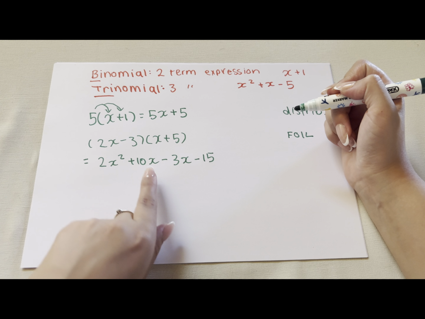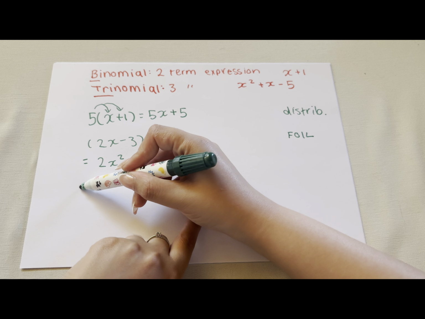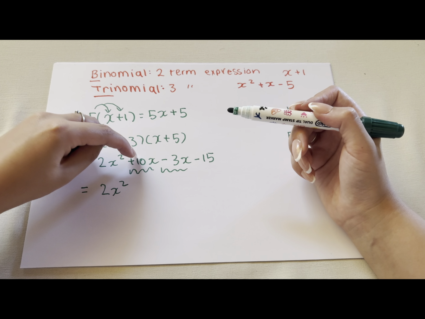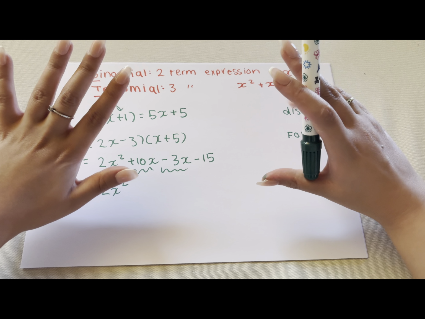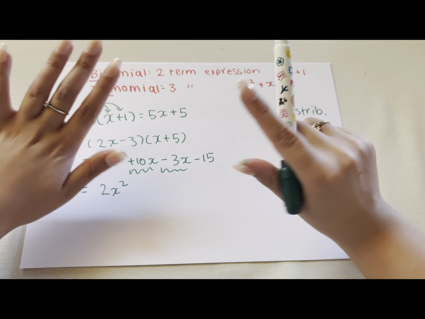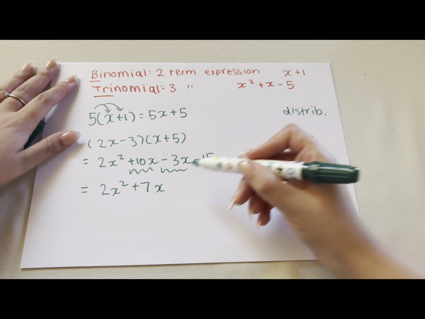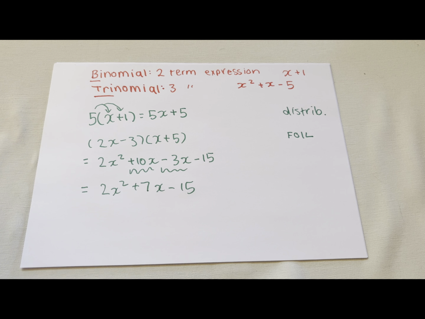All we have to do now is simplify our like terms. Okay, I'll just do it below. So that's 2x squared. Now we have 10x minus 3x. So just visualize you've got 10 and you put 3 down. 1, 2, 3 down. You're left with 7 of those x's, minus 15. Okay, so that's how we do two binomials.